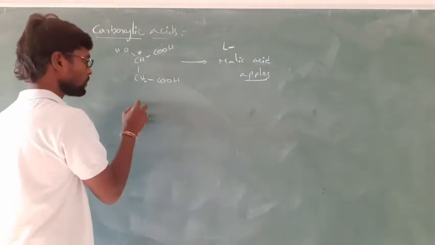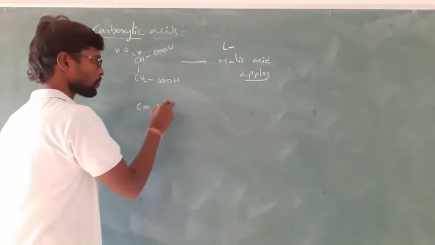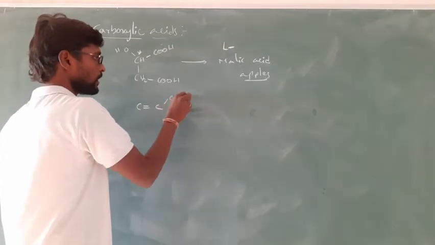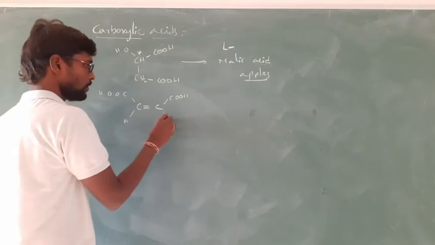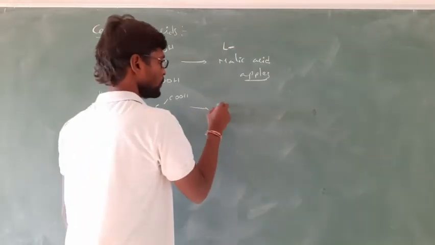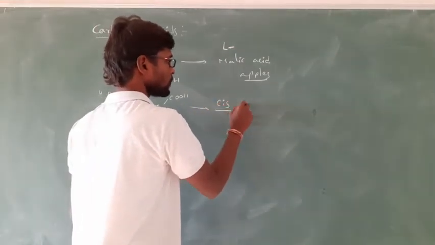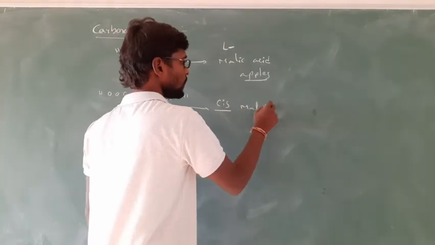So next one is maleic acid. Maleic acid is a dicarboxylic acid which has a double bond in its structural formula, and which is a cis isomer. Which is a cis isomer. So this is called maleic acid.